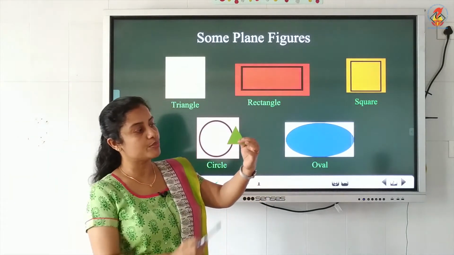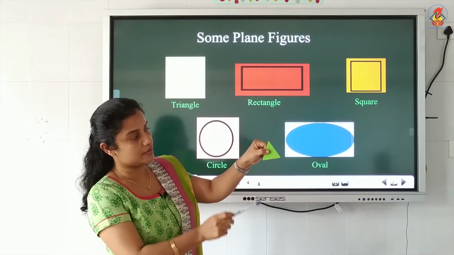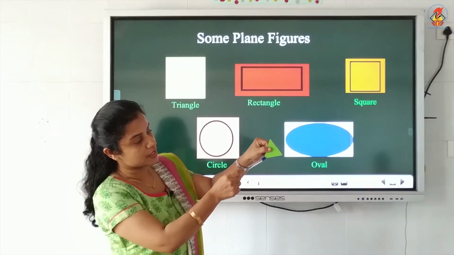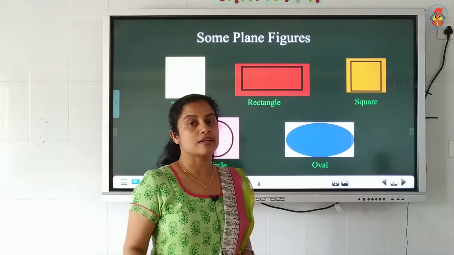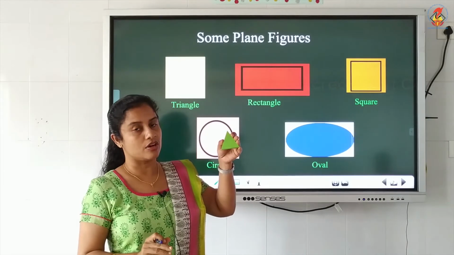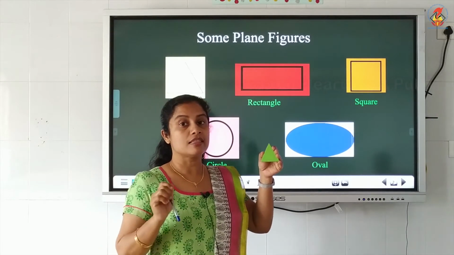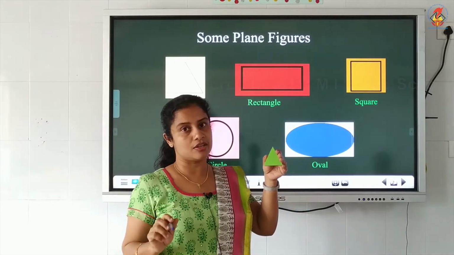Now let's see how many corners are there for a triangle. This is one corner, second corner, third corner. So how many corners for a triangle? Triangle is having 3 corners. So a triangle is having 3 sides and 3 corners.